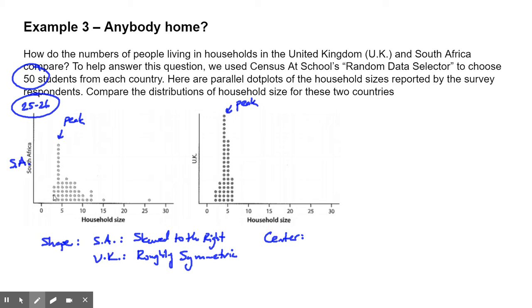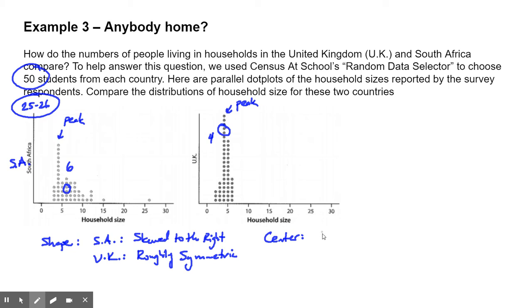So watch. 1, 2, 3, 4, 5, 6, 7, 8, 9, 10, 11, 12, 13, 14, 15, 17, 18, 19, 20, 21, 22, 23, 24, 25, and 26. Those are these two dots right here in the 6th column. So for South Africa, the center is at 6. Whereas for the UK, 1, 2, 3, 4, 5, and so on up to 25, 26. So this is where the 25, 26 dot is, and that's in the stack of 4.